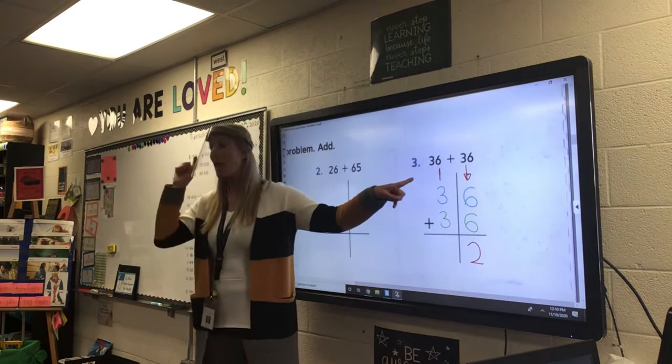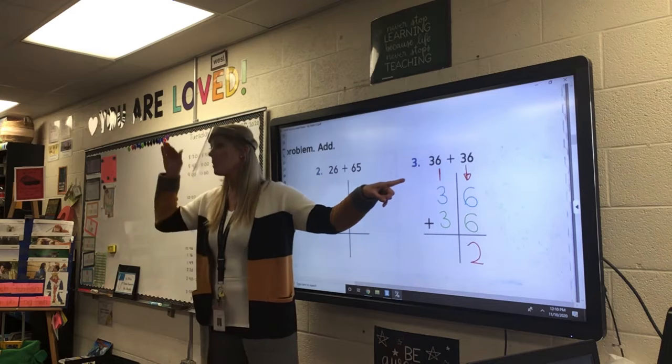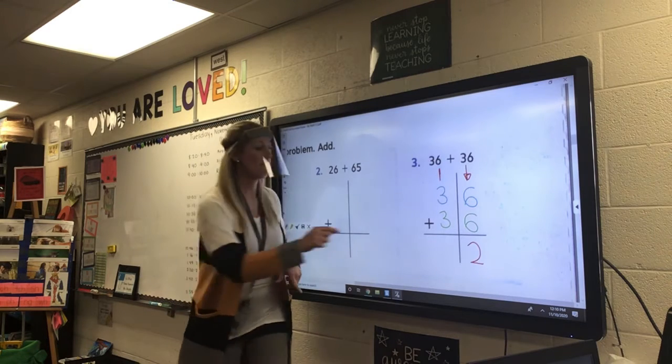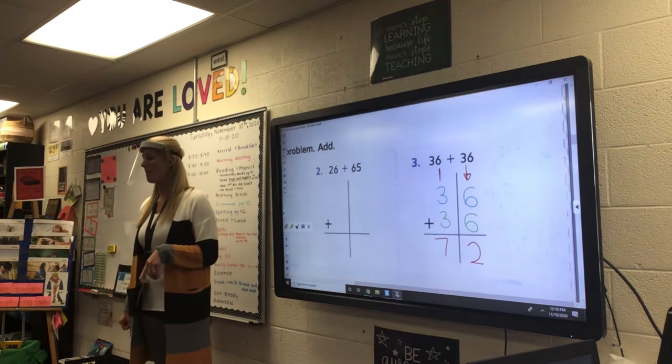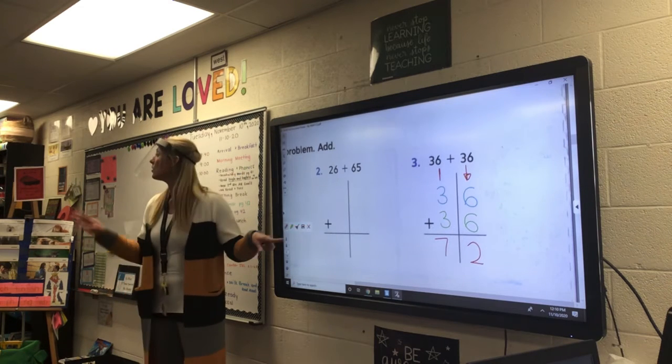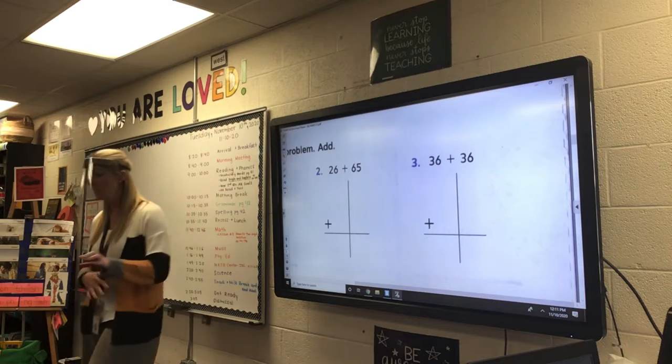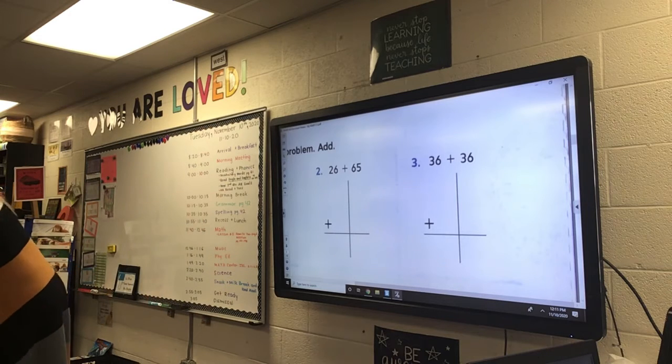Make sure, second graders, you have to add the one that you carry. I always do it, but then I'm like, oh, I forgot my one. I want to do 3 of these together, but the next page you're going to do by yourself.